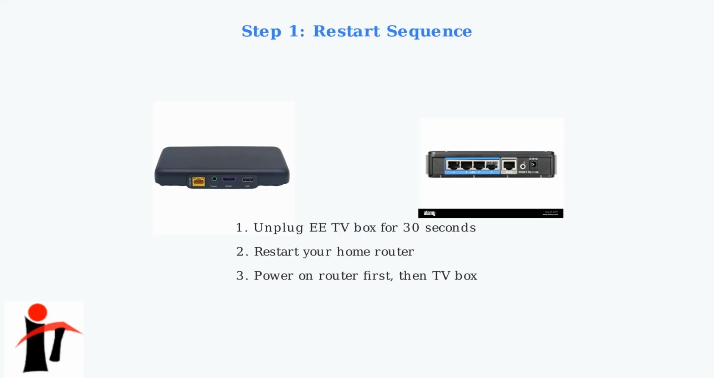Unplug your EE box from power for 30 seconds, then restart your home router. Finally, power on your router first. Wait for it to fully boot, then power on your TV box.